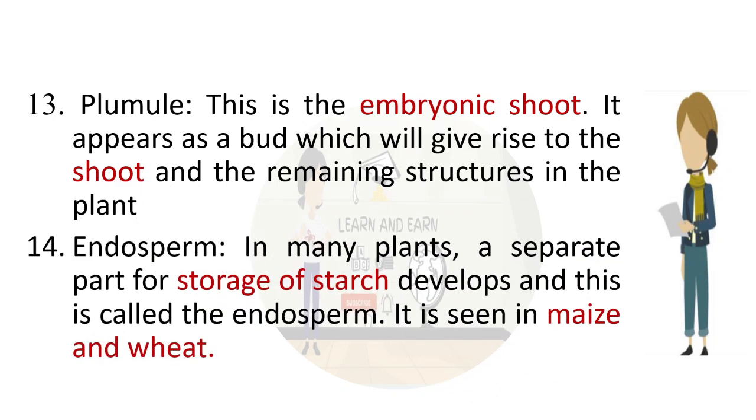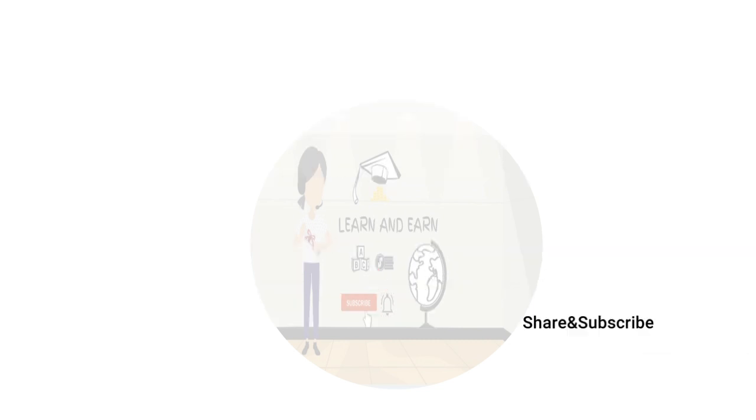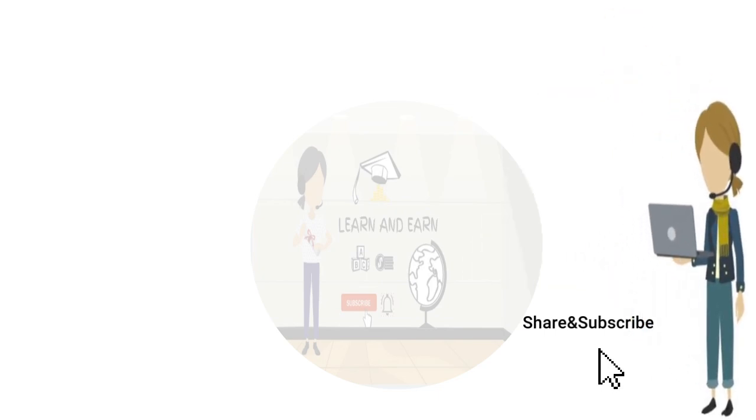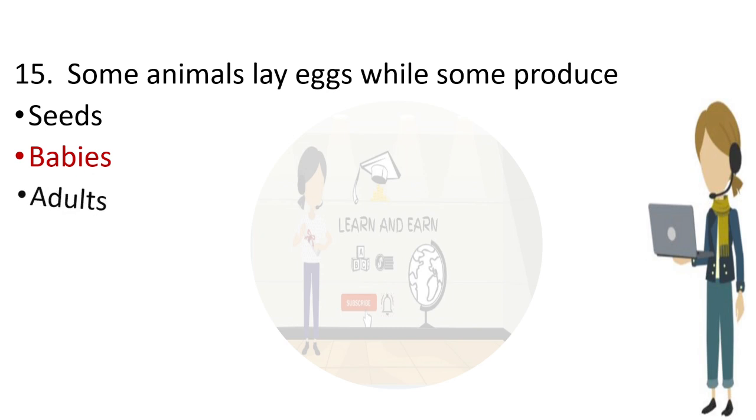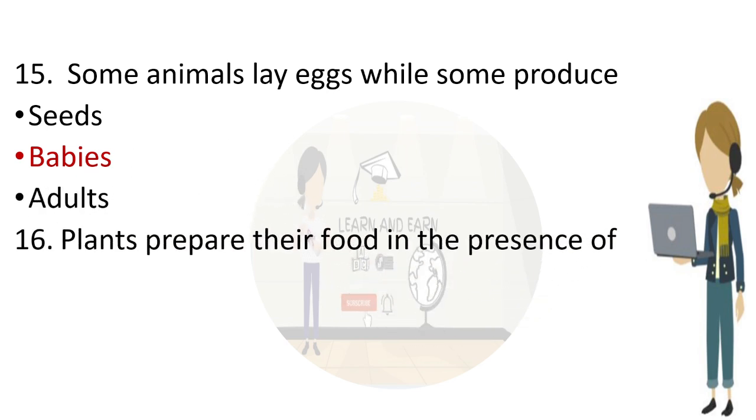Number 14 MCQ is endosperm. In many plants, a separate part for storage of starch develops and this is called endosperm. It is seen in maize and wheat. Number 15 is, some animals lay eggs while some produce. Options are seeds, babies, adults. The right option is babies.